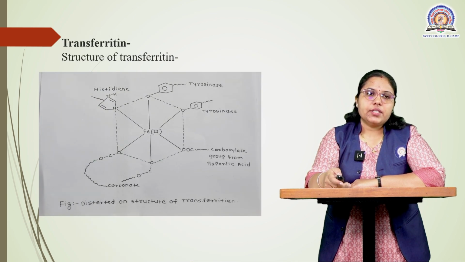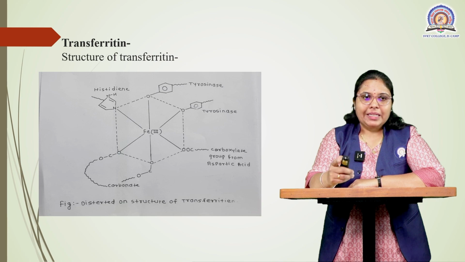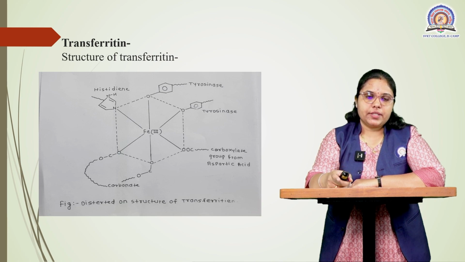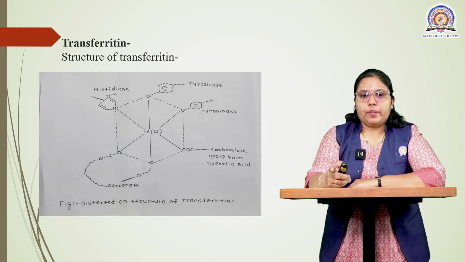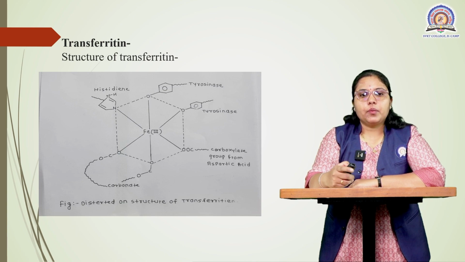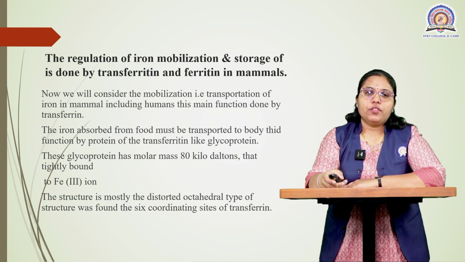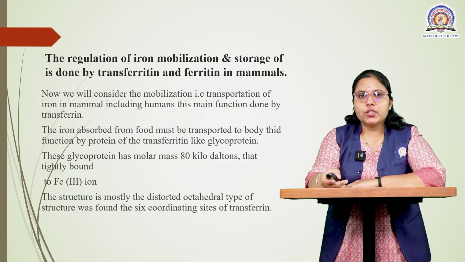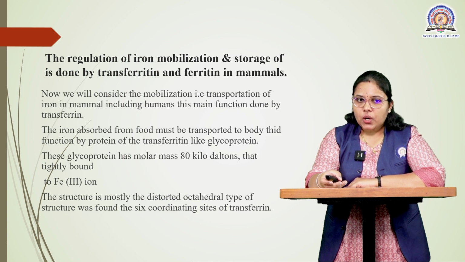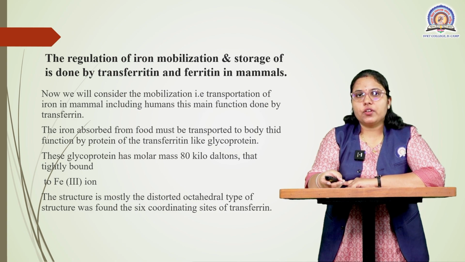Then this is the structure of transferrin. In this structure, we see the Fe is present in the +3 oxidation state. Then a carboxylic group from aspartic acid is present, a carbonate group also, and a histidine chain. The regulation of iron mobilization and storage is done by transferrin and ferritin in mammals. Now we will consider the mobilization, that is transportation of iron in mammals including humans.